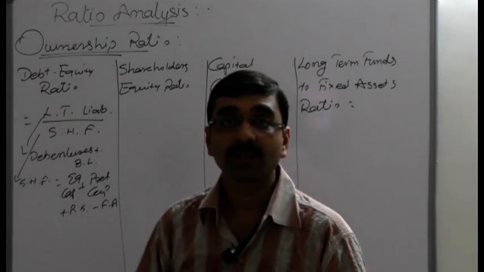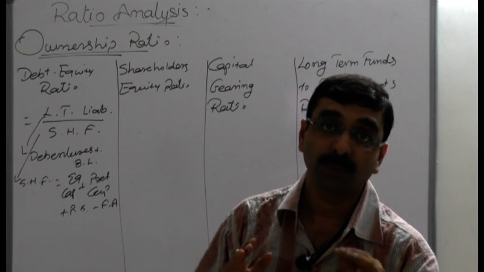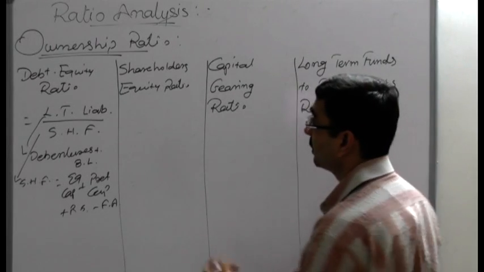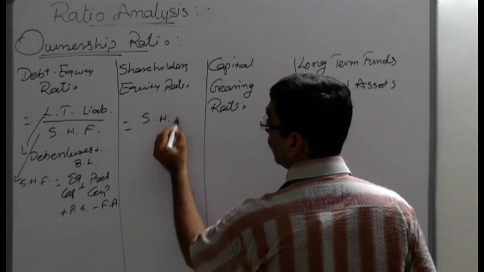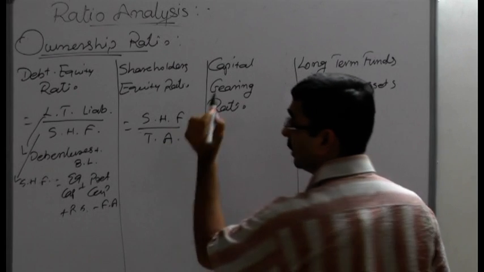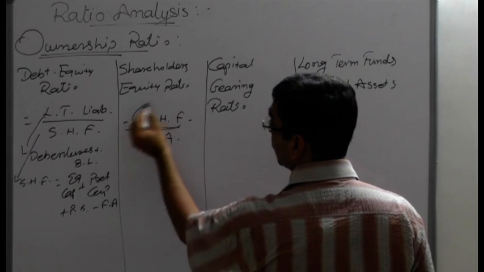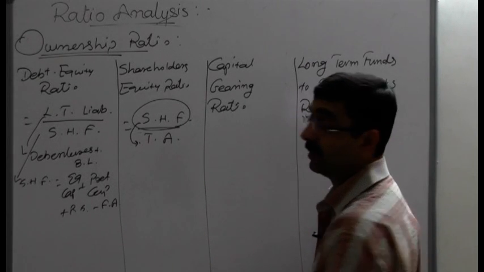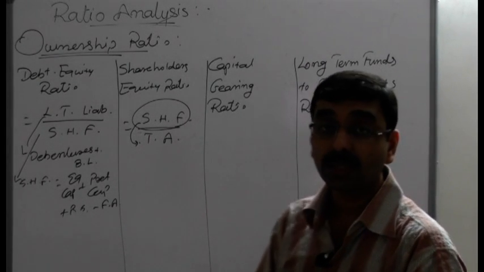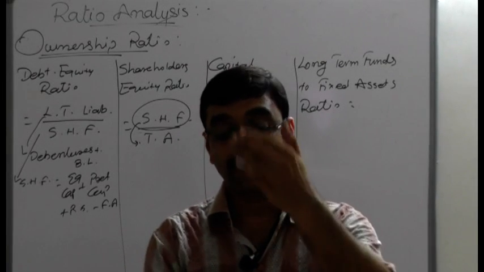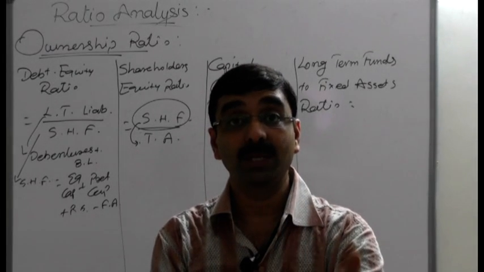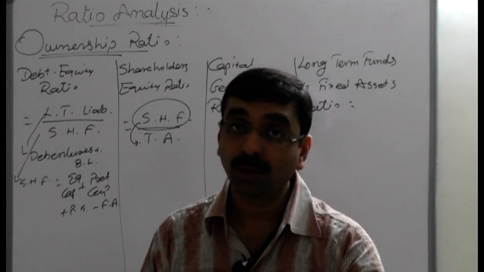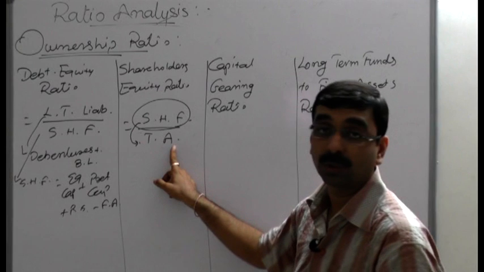Coming to the next, the shareholders fund equity ratio. It is a comparison of shareholders fund with the total assets. It means how much shareholders fund is available and is a part of total assets. It shows how much shareholders fund, that is equity, preference, reserves and surplus, is carried in the firm by the owners and invested in the total assets.